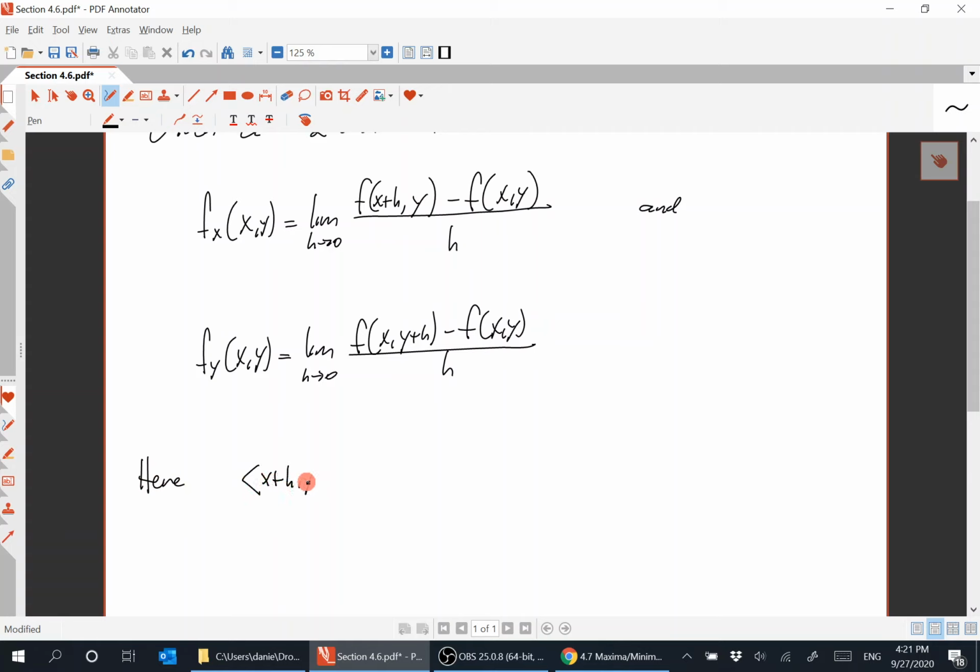(x plus h, y), right, this is equal to (x, y) plus h times the unit vector (1, 0). And then (x, y plus h), this quantity that we're looking at here, is equal to (x, y) plus h times (0, 1). Right? This is the derivative in the i direction, i equals (1, 0).